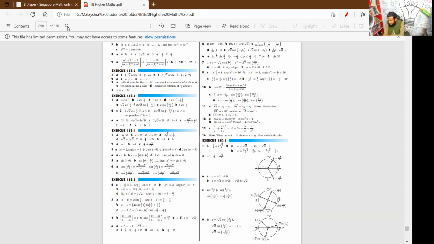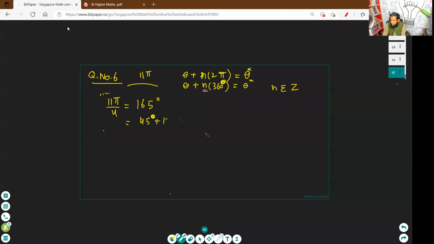Cos pi by 12. 120 degrees, okay? You understand. 120 degree, so 11 pi by 4. If we solve it in degree form, the answer will be the same. You can also change 120 degree and 45 into pi form, but first we solve in degree form, it will be easy. 45 plus 120 degree, okay?